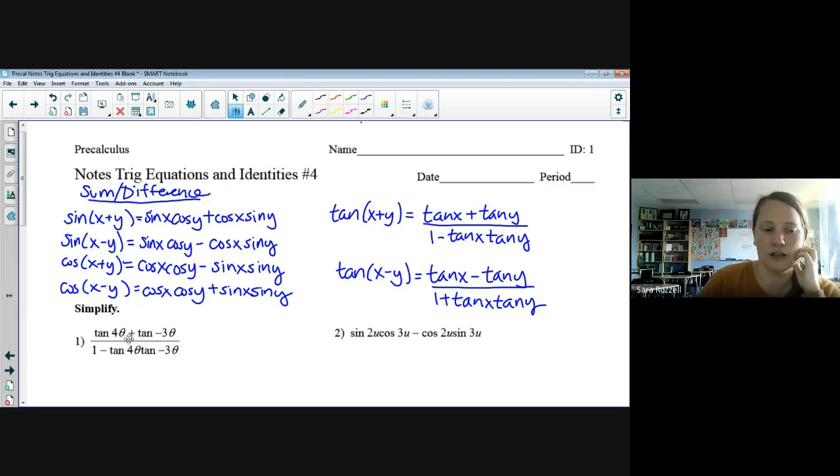So in our first one, is this a sine, cosine, or a tangent formula? It's tangent, right? And let's look at the signs. Is it going to be the plus one or the minus one? It's the plus one, right? So I notice that it's tangent, and I notice that we had a plus here and a minus here, so that's going to be our top one. So I'm going to write that this is tangent of, and then I'm just going to say what my x and my y were. My x was 4 theta, plus, and my y was negative 3 theta.